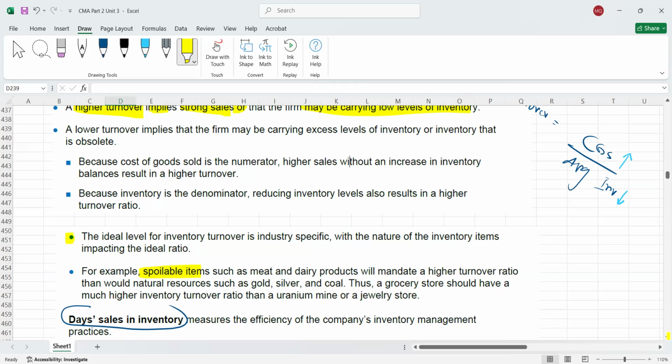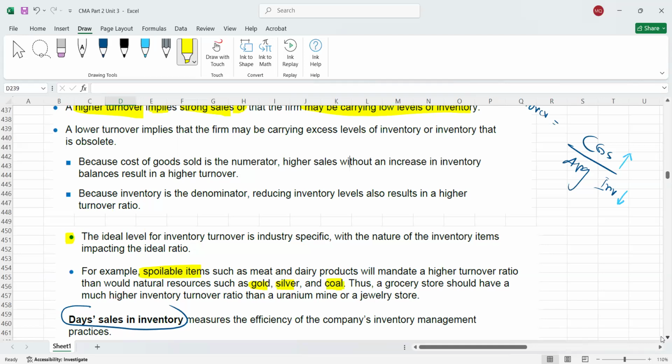On the other side, if you're dealing with gold, silver, coal, these kind of stuff, definitely these things are not going to be obsolete, damaged, expired, or spoiled. So in that scenario, the turnover ratio is generally lower for them because it depends on the nature of the business. If you're dealing with spoilable items, we want a high turnover ratio. But if you're dealing with other products, it's fine if a lower turnover ratio is there. As I told you, it depends upon the nature of the business.